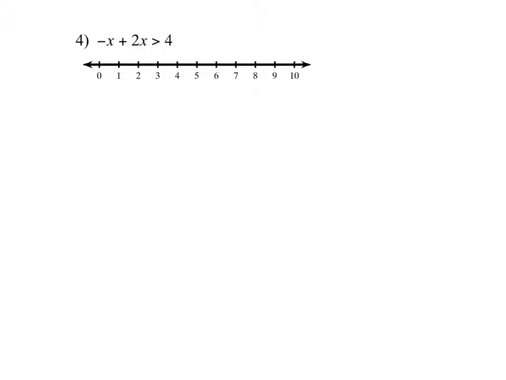The next one, I'm going to start simplifying there, so I have that x is greater than 4, and that's it there. So x is greater than 4, that means that I'm going to do an open circle on top, and it's going to go now to the right, because it's all numbers greater than 4, so those numbers are to the right.